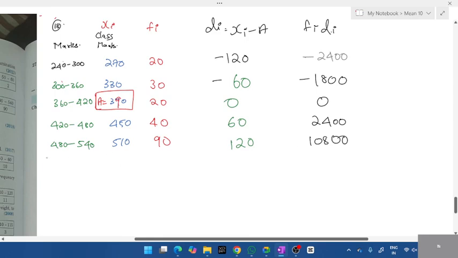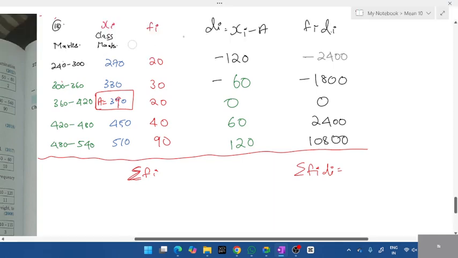Fine. Now, what are the two summations you have to find, students? Summation of which two values? Summation of Fi and summation of FiDi. How do you calculate summation of FiDi? These two values will get cancelled. Minus 2400. Very good. 2400. So look, calculation becomes easy. It becomes easier. So take 10,800 minus 1,800. What do you get? 9,000.